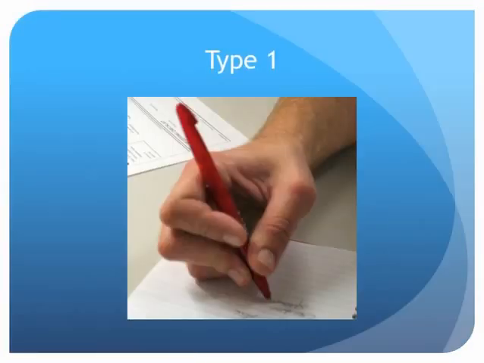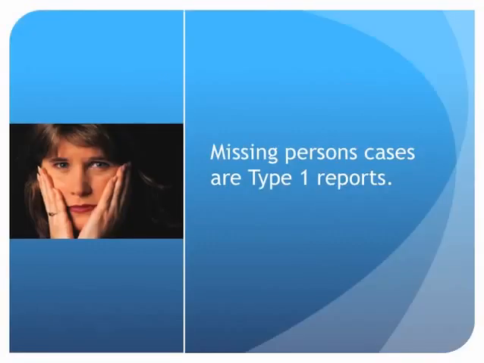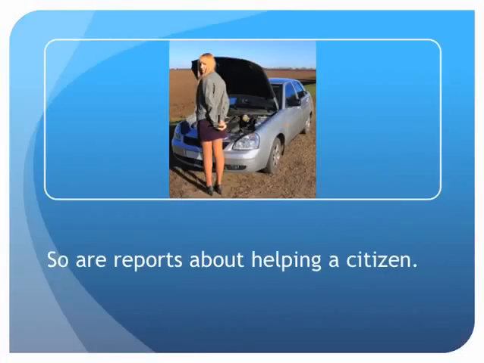Type 1. Type 1 is the simplest. You record facts and no charges are filed. Incident reports are an example. Missing persons cases are Type 1 reports. So are reports about helping a citizen.